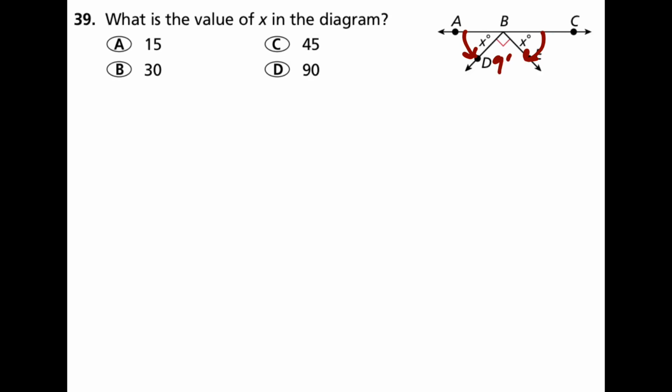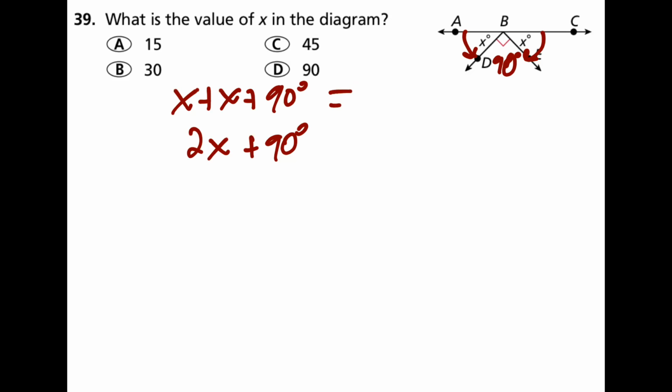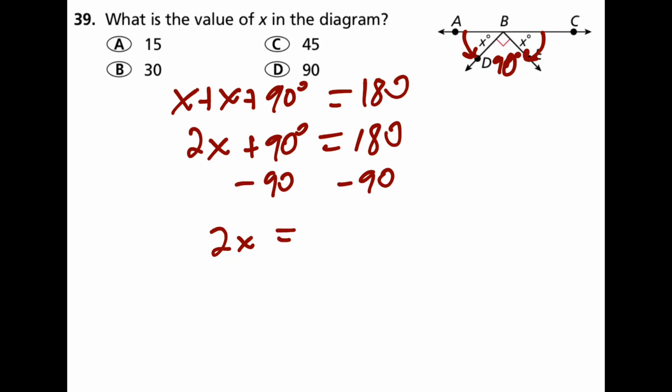For 39, we have this angle, which is x, this angle, which is also x, and then this other one, which is 90 degrees. We can add these together, 2x plus 90 degrees, and that equals 180. So we can subtract 90 from both sides, and we get 2x is equal to 90, so x is equal to 45.